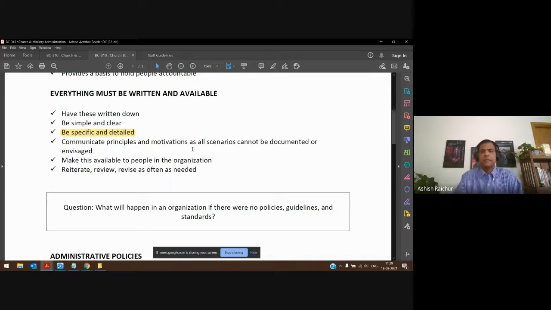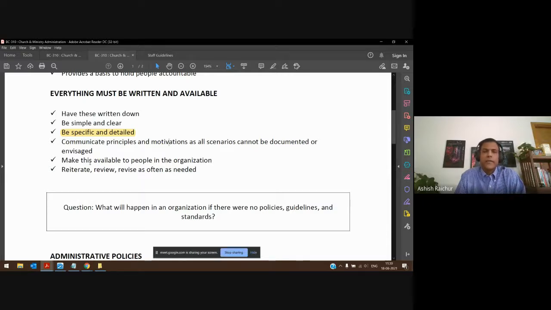So explain the principle and the motivation. Why are we doing this? Then, when people face different scenarios, different situations, they know what principle to apply, and make a decision for that situation, right? Make this available to people in the organization, so people should know it's there when it comes to those matters.